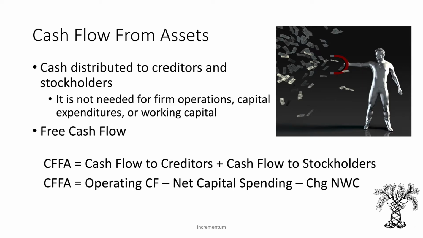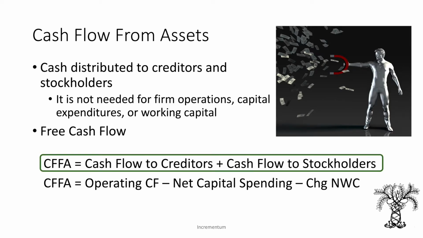In this video, we're going to focus on the first equation. So how do we calculate cash flow from assets using cash flow to creditors and cash flow to stockholders? Neither of these terms are on a financial statement, so we're going to have to calculate them ourselves. We're going to start with calculating cash flow to creditors.